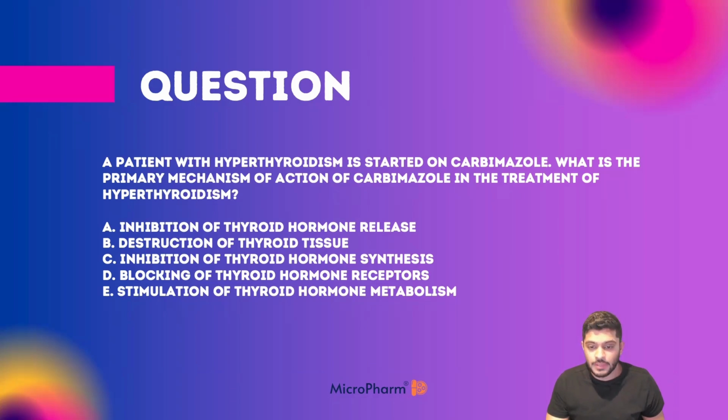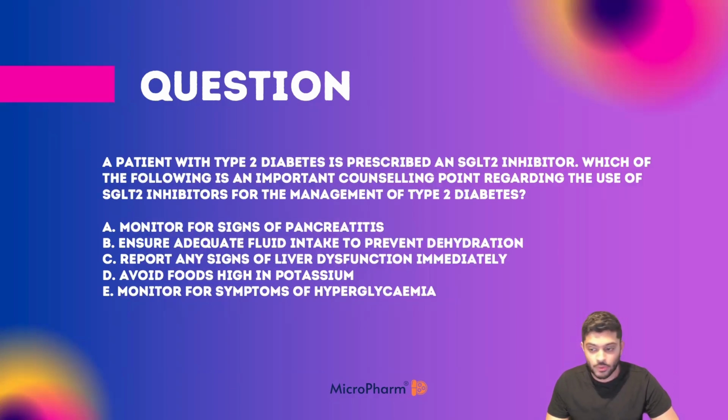This is where, as people were mentioning before, you may use IV hydrocortisone to have a very rapid onset of action and rapid replacement of that lack of cortisol in a patient's body. Okay, moving on to the next question. A patient with type 2 diabetes is prescribed an SGLT2 inhibitor. Which of the following is an important counseling point regarding the use of SGLT2 inhibitors?